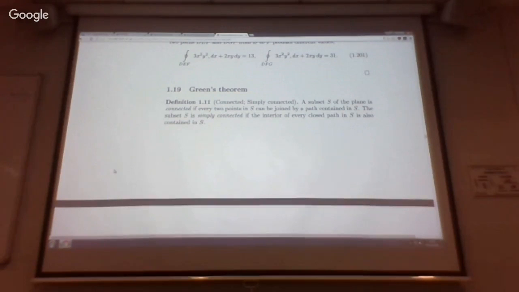This path here, which goes around the hole, the interior of that path, considered as a subset of the plane, does contain parts which are not in the region that we're talking about. So this region is not simply connected because it's got a hole in it. So there are closed paths in that region whose interior is not completely contained within the region.